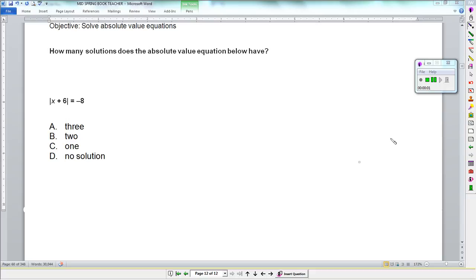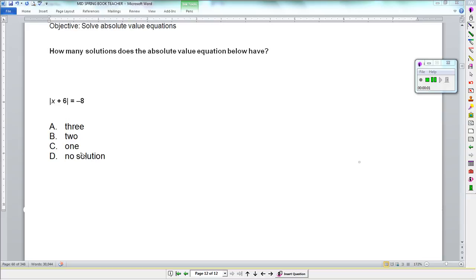In this video, we are going to solve an absolute value equation. The question asks us to solve the absolute value of x plus 6 equals negative 8, and they give us four options. They ask how many solutions the absolute value equation has: 3 solutions, 2 solutions, 1 solution, or no solution.